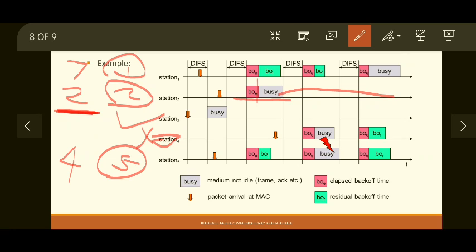So the elapsed back off time for station 1 is 2. The elapsed back off time for station 5 is 2. What is the residual back off time for station 1? 7 minus 2, that is 5.